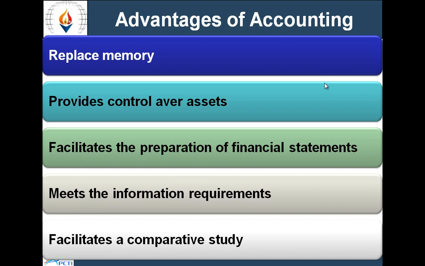Next is facilitate comparative studies. With the help of accounting information, one can compare the present performance of the enterprise with that of its past and with that of similar organizations. This enables the management to draw useful conclusions about the business and make efforts to improve the performance.